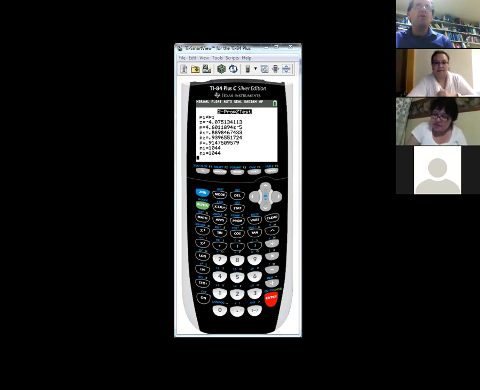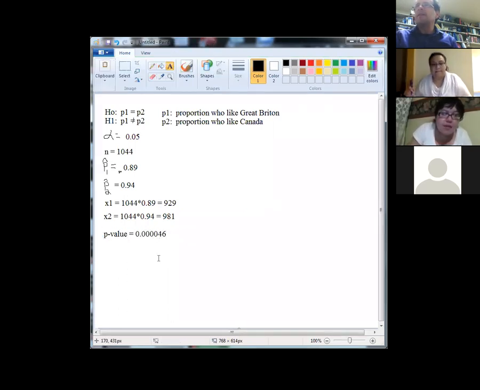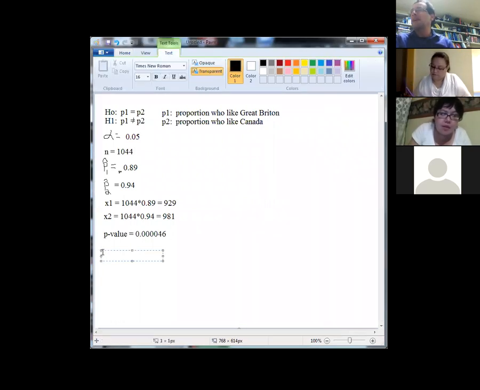Okay, so let me go back to my kind of painting area. Notice that our p-value was equal to 0.000046, which is minuscule. You don't even need a level of significance because it's clearly small. So we can say, and hopefully, what are the first few words that we're about to write down?